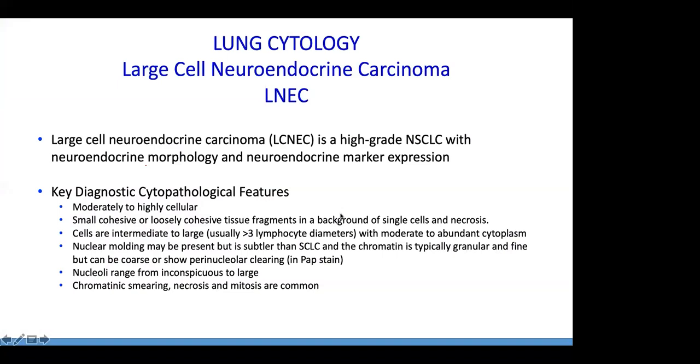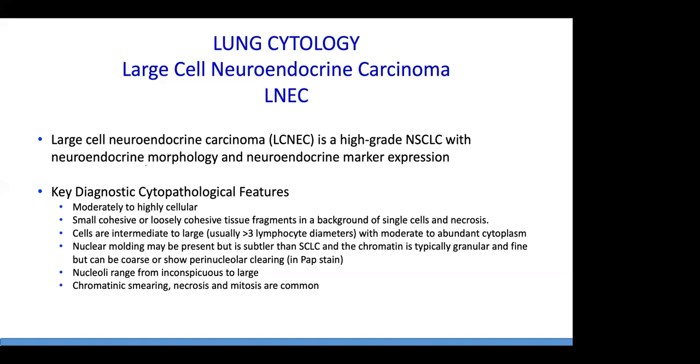What about large cell neuroendocrine carcinoma? Large cell neuroendocrine carcinoma is a high-grade non-small cell lung cancer with neuroendocrine morphology and neuroendocrine marker expression. There are many key diagnostic features of these tumors. The cells are larger than usual, more than 3 lymphocytes in diameter, with abundant cytoplasm. There is molding, chromatin with salt and pepper, necrosis, and mitosis.